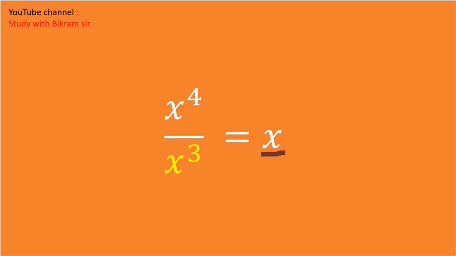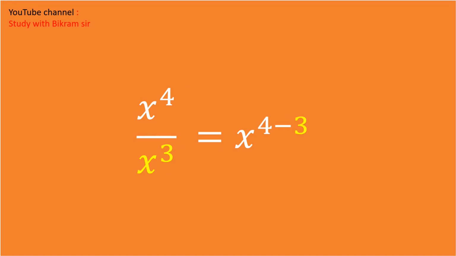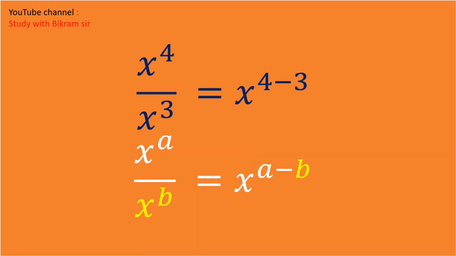We can't see that power, but we have to assume that it is 1. You can also write x to the power 1 like this. It is x to the power 4 minus 3, because 4 minus 3 is equal to 1. So if you put the variables back in the same equation, then we get this.